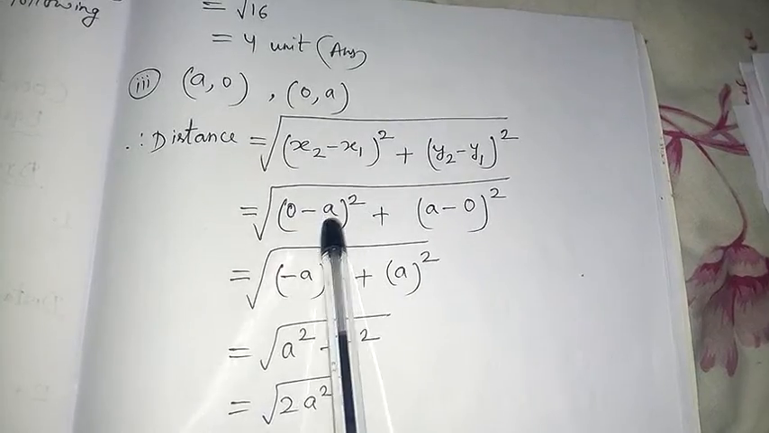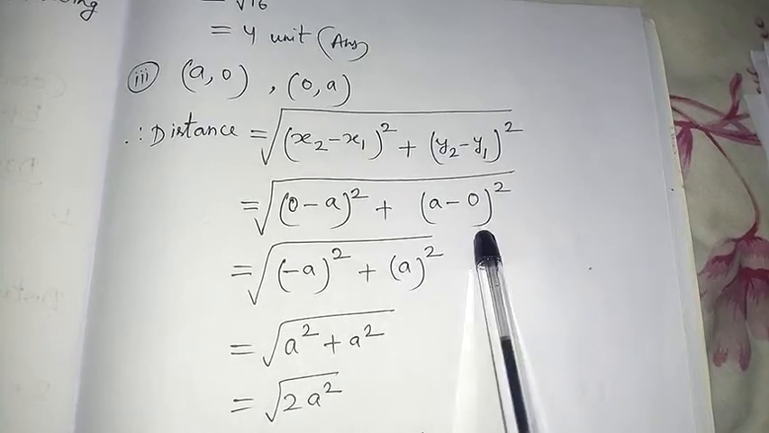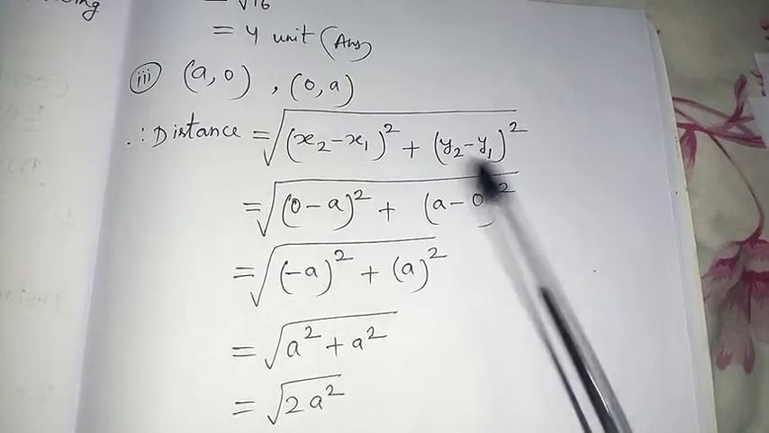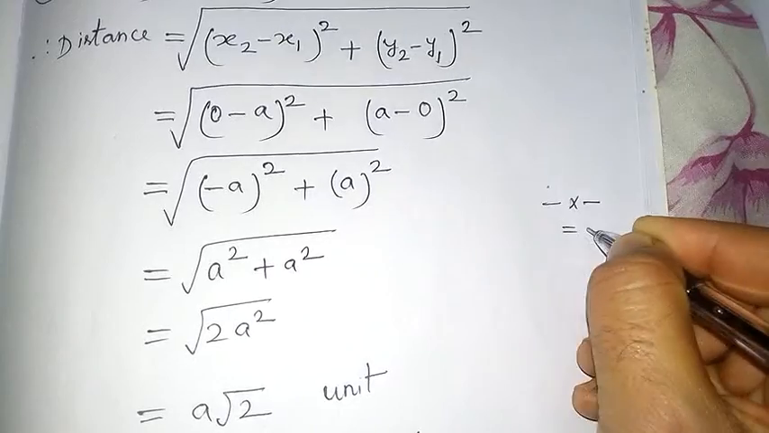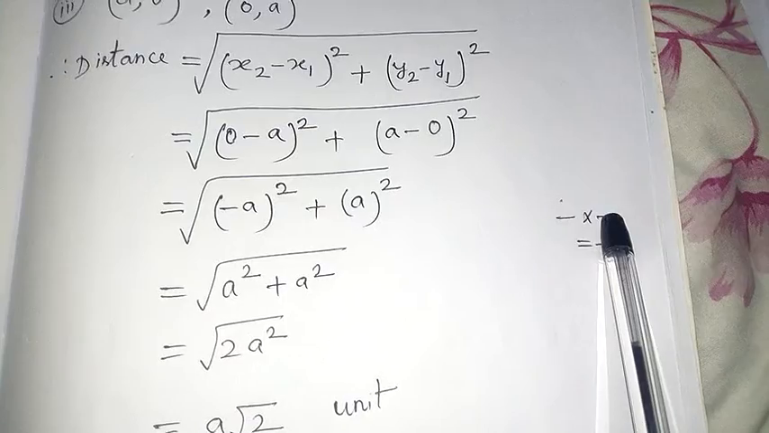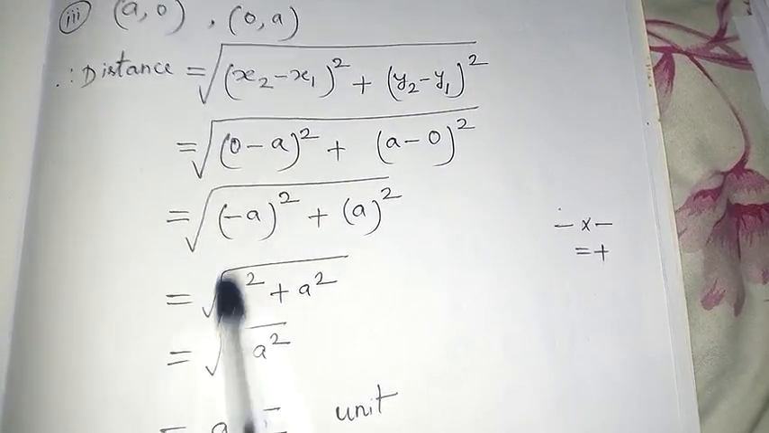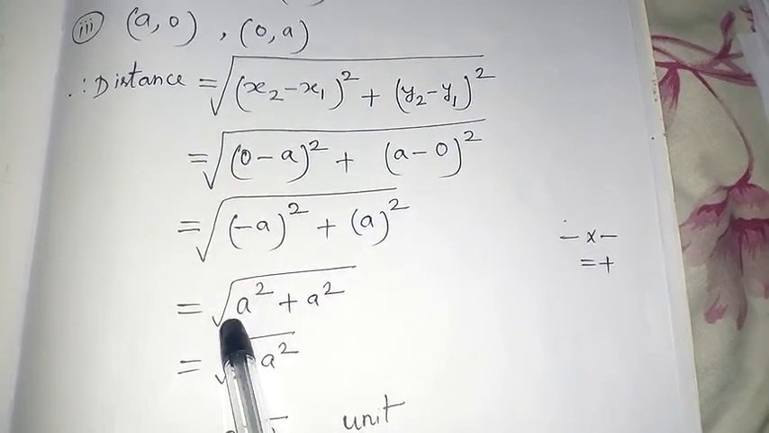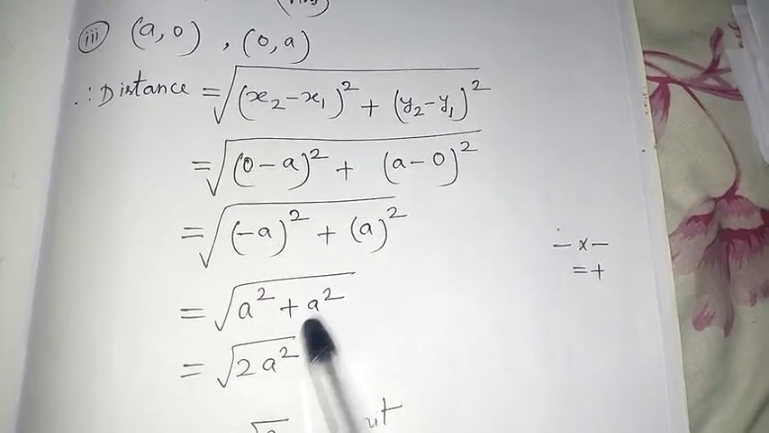Now 0 minus a is minus a square plus a minus 0 is a square, and here very important, minus a square also is plus, because whenever we multiply minus 2 times, the answer is plus. That means here minus square means minus will multiply 2 times and it will definitely become plus. So automatically we don't write plus, it will become a square only. So minus a square is a square plus, and a square is a square.